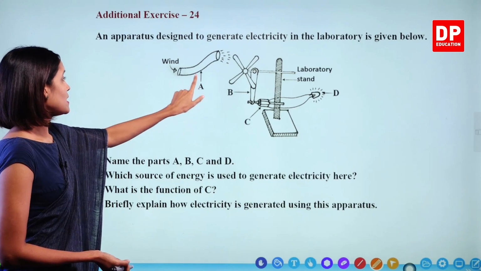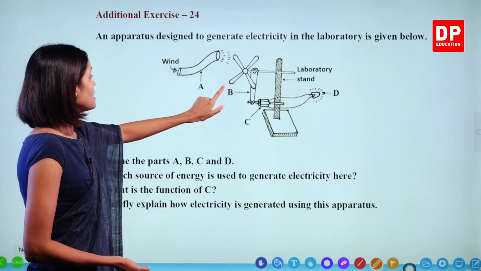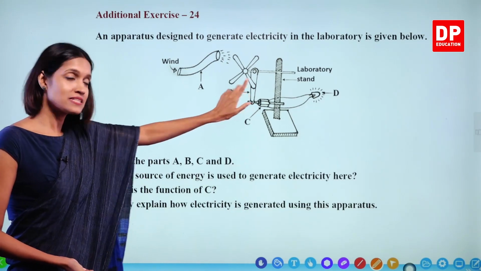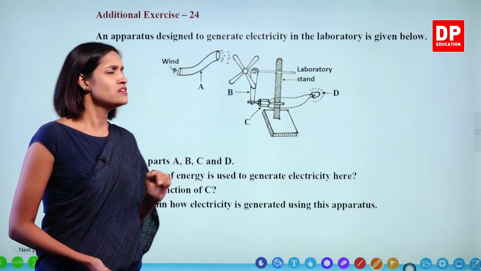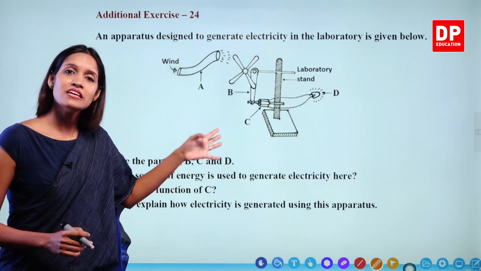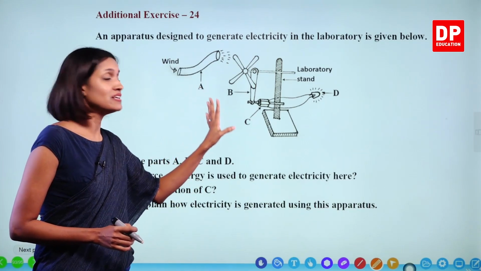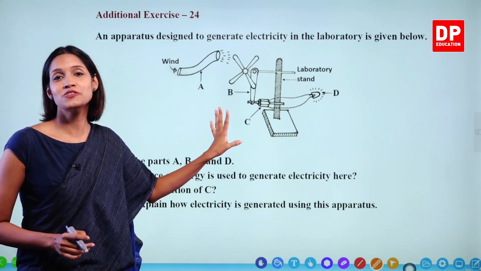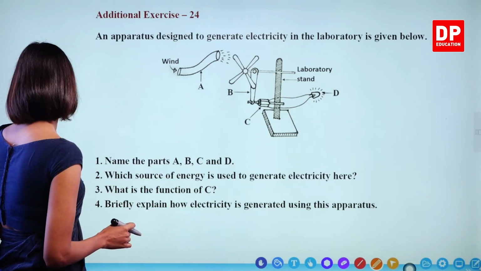Okay. Name the parts A, B, C and D. So what is A? The tube that provides wind, right? And B is the movable belt. C is the small motor and D is the light bulb. So remember children, sometimes you will get these types of different questions as well. But anyway, you all have learned the theories related to these types of activities. Okay, let's write the answer.